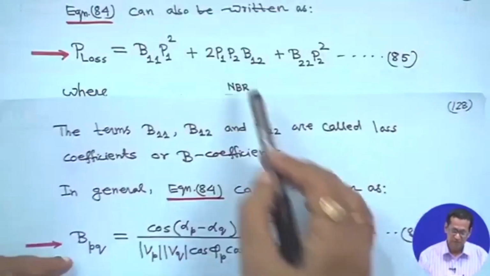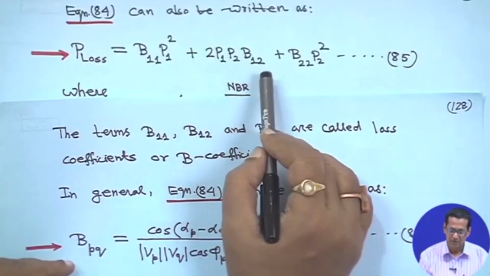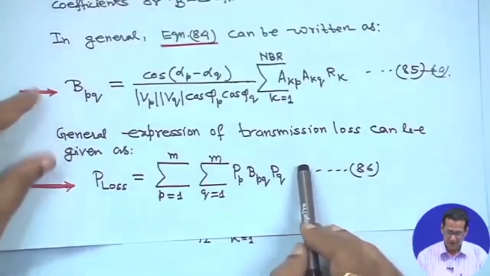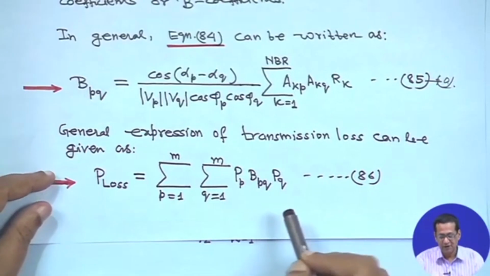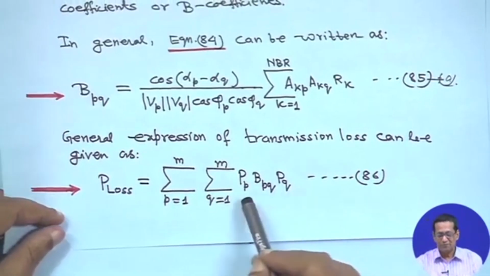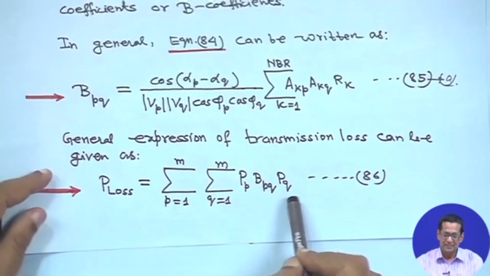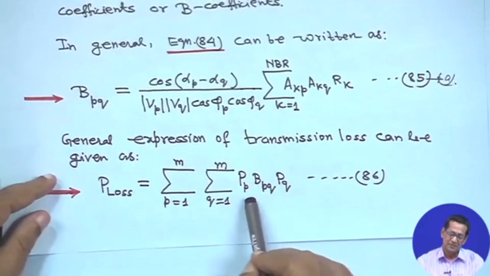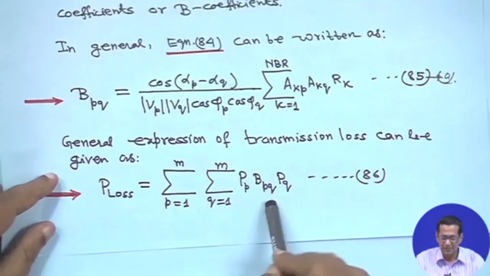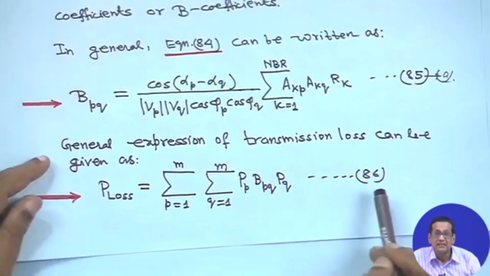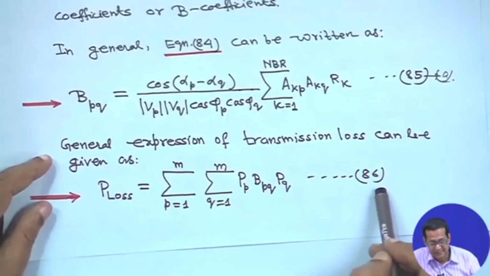but 2 terms will be common, so the summation will have 2 P1 P2 B12. That is why, when we took the loss formula, we took Pi Bij Pj. So, this is the Pg i Bij Pg j, right, this loss formula. This is actually a quadratic equation, and this is equation 86.